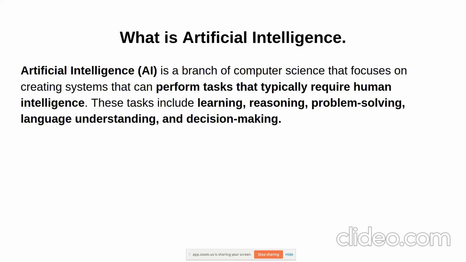What is artificial intelligence? Artificial intelligence is just computer science that focuses on creating systems that perform tasks that typically require human intelligence. So, tasks like learning, reasoning, problem solving, understanding language, and decision making. These are tasks that are known to be done by humans and require human intelligence. For instance, you will not see a dog reading or learning because they don't have that kind of human intelligence.